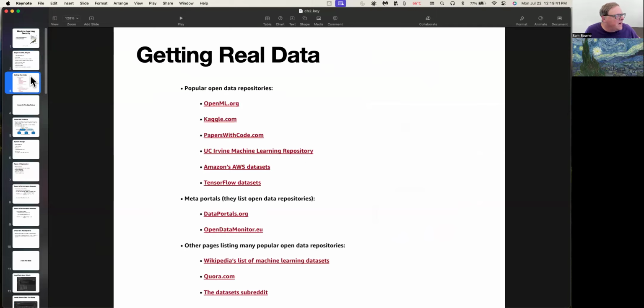So there's a lot of open repositories of data. We'll use quite a few of them in these hands-on projects, and they're really quite useful so that you don't have to hunt around for data.